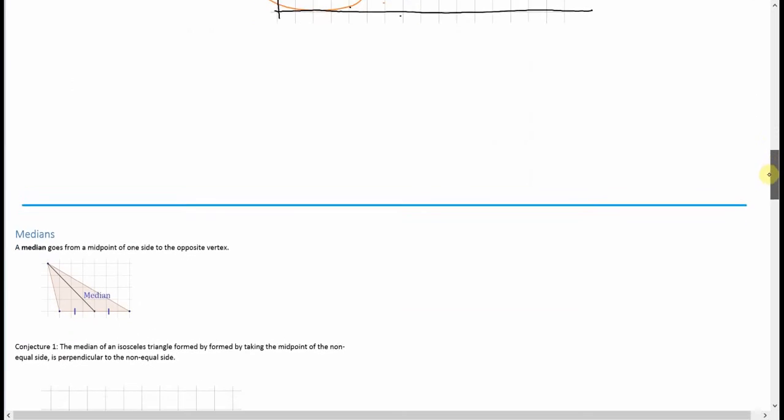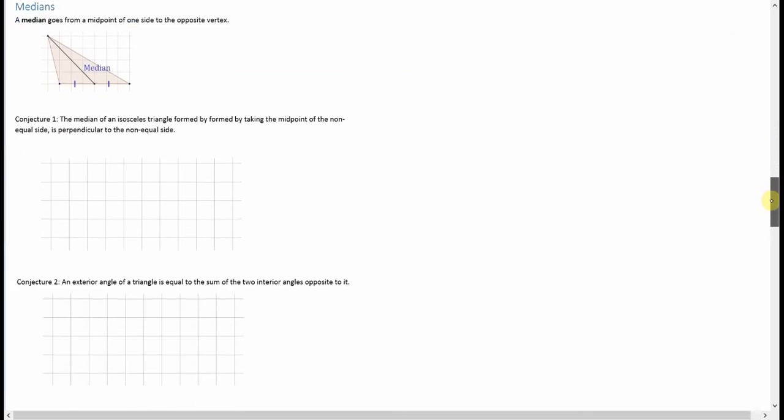Okay, let's talk about medians now. So a median goes from the midpoint of one side to the opposite vertex. We talk about medians when we're talking about triangles.